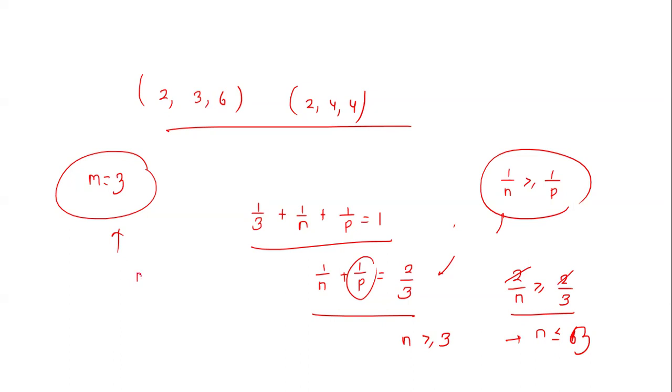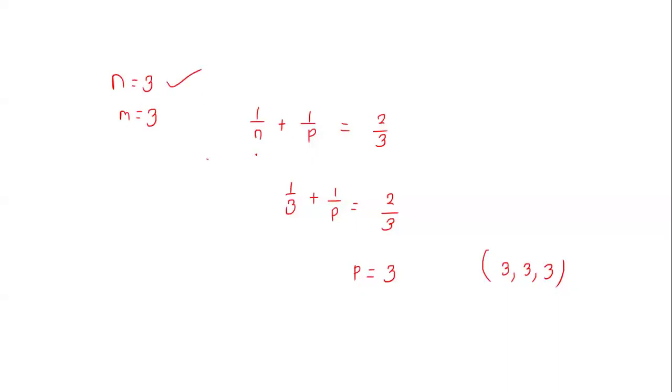But I also have this condition. So according to this condition, n is greater than or equal to m, and m value is 3, so n is greater than or equal to 3. So by combining these two conditions, n is equal to 3 is the only possibility.